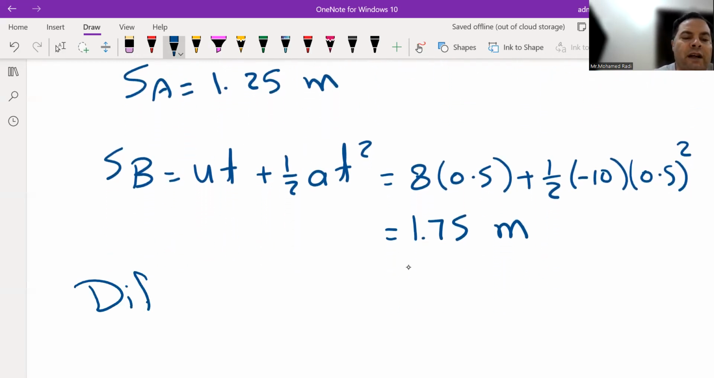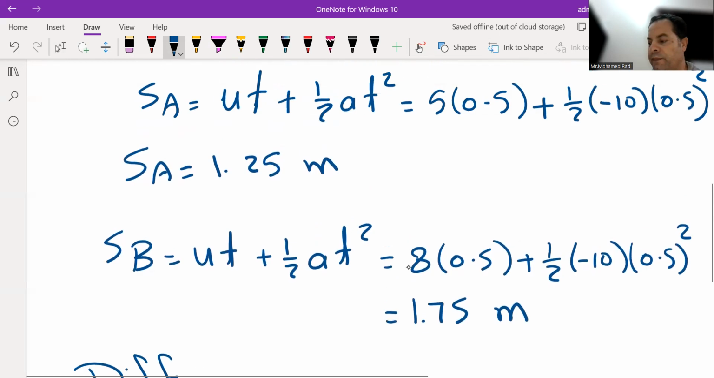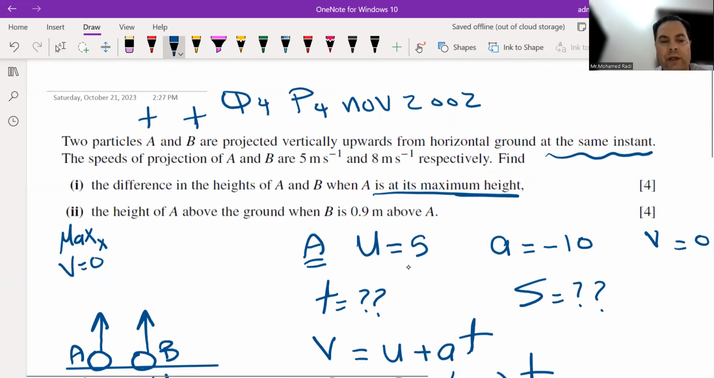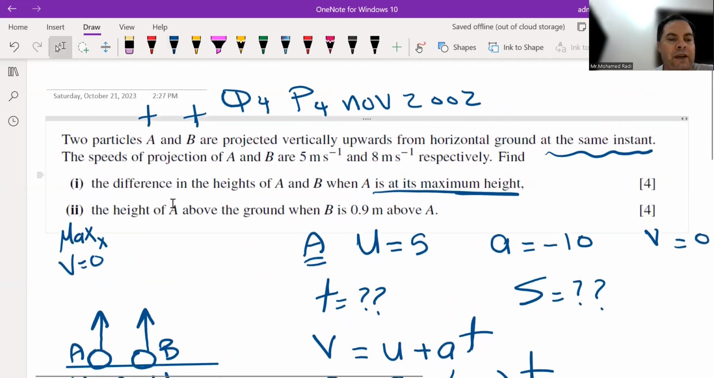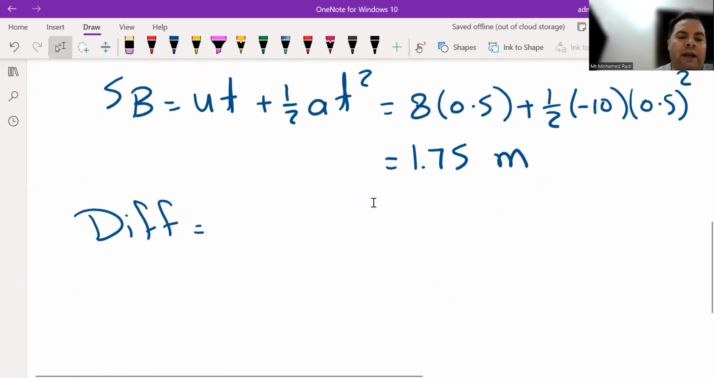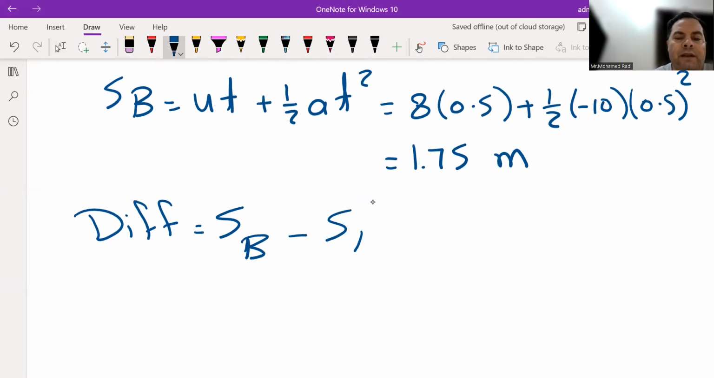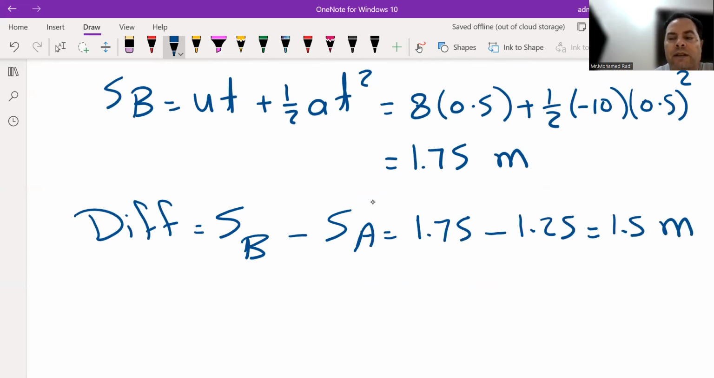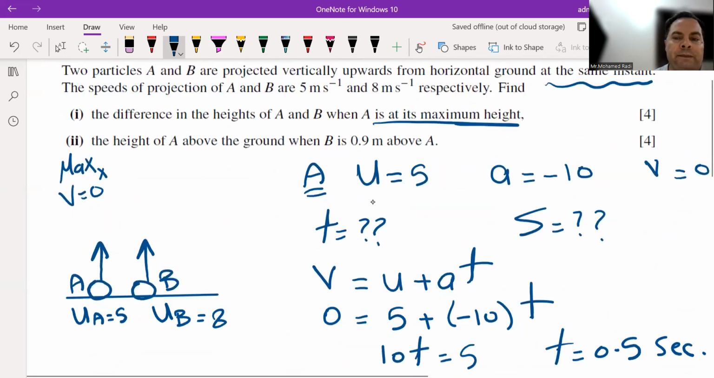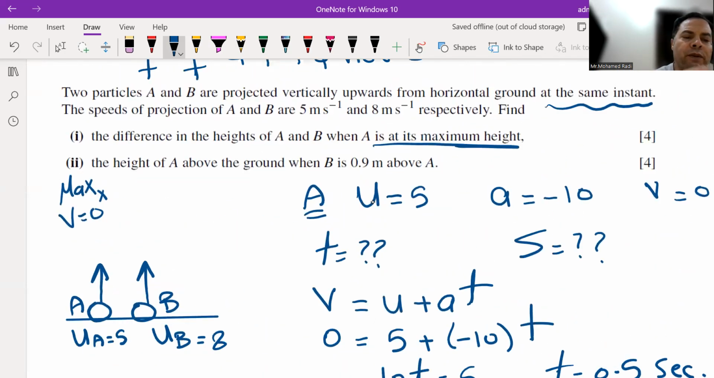He asked to get what? The difference in height. I will show the question again. He asked to get the difference in heights of A and B. So the difference in height is the distance covered by particle B minus the distance covered by particle A, which is 1.75 minus 1.25. So the final answer is 1.5 meters. This is part 1.